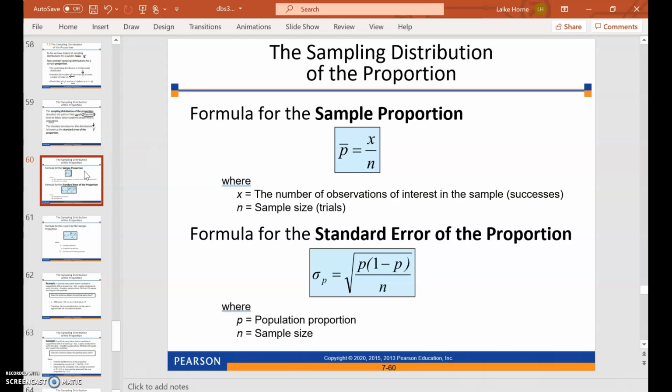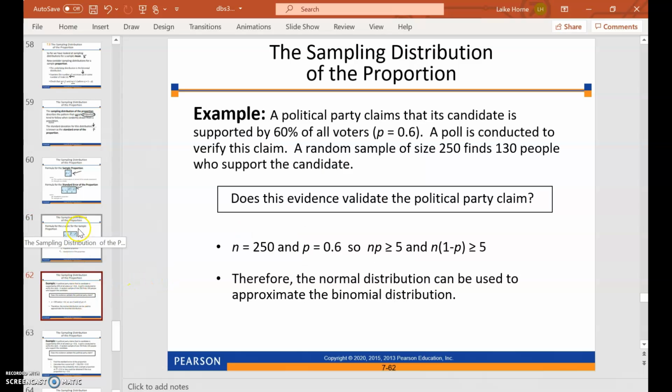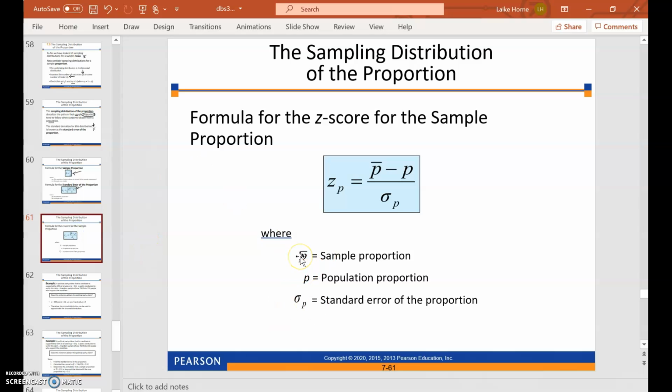So here are the two main formulas for this section. To get your sample proportion, you're going to take your number of successes and divide by your total sample size. Once you get your proportion, you can use this formula to find the standard deviation for the proportion, or the standard error for the proportion. And then you're going to get a z-score, but this time it's a z-score for a proportion. Once you get your z-score, you're going to work it similar to what we have done in the past.